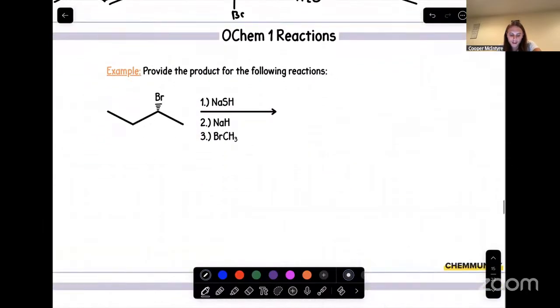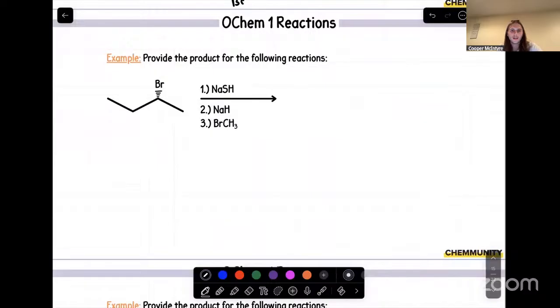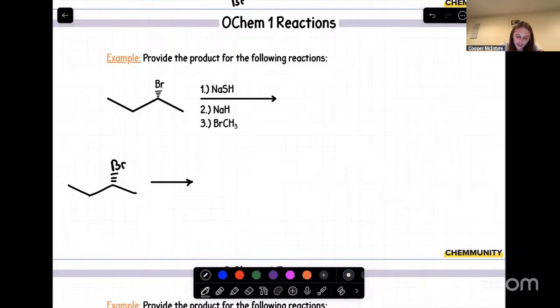Awesome. So for our next predicting the products question, what do we have? We see that we have a starting material and it has a wedged bromine. Perfect. And then in terms of step one, we have sodium hydrosulfide. Now, we can't forget that the sodium is just a spectator ion with that positive charge, and then our hydrosulfide will have a sulfur with a negative charge. So we'll showcase what this will look like.